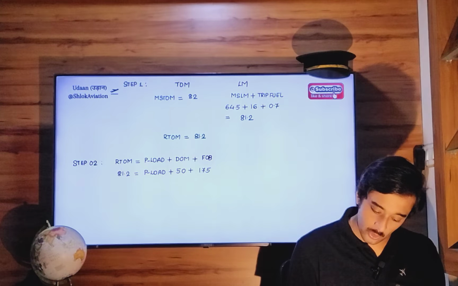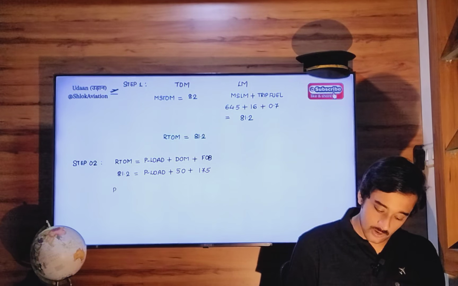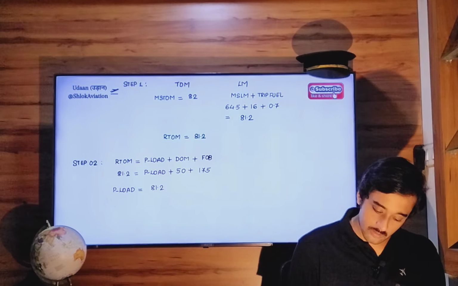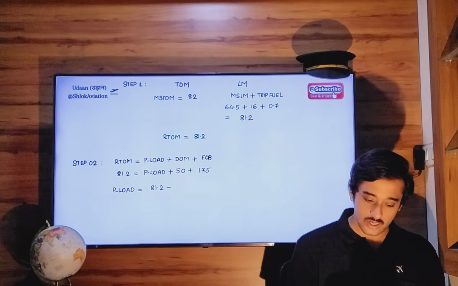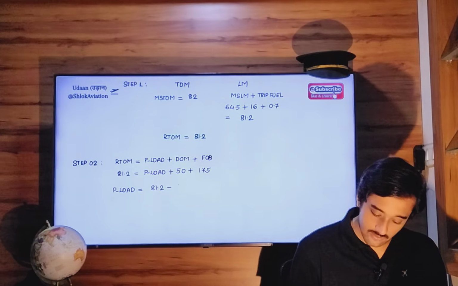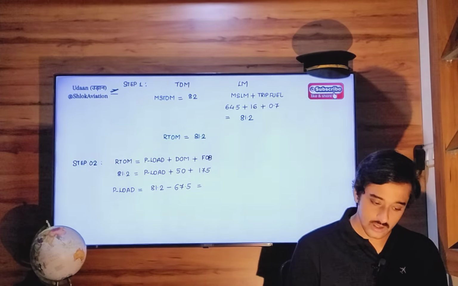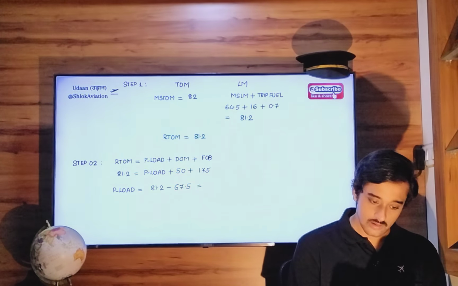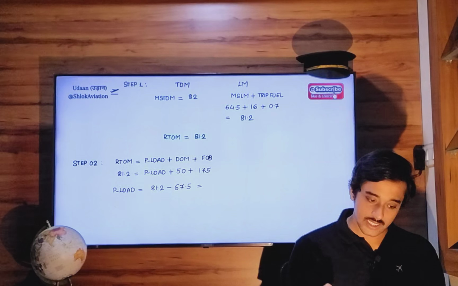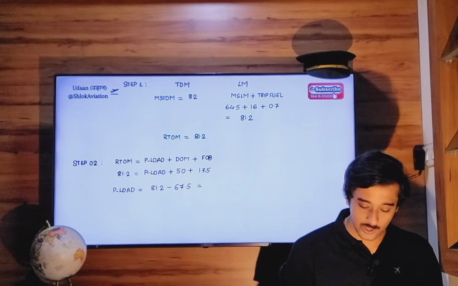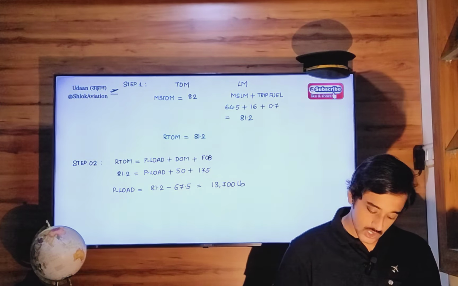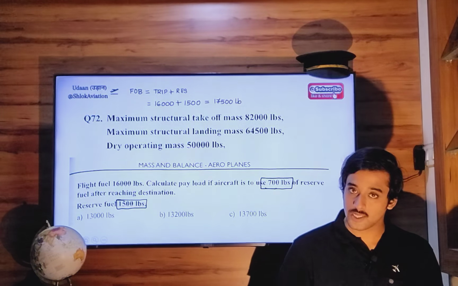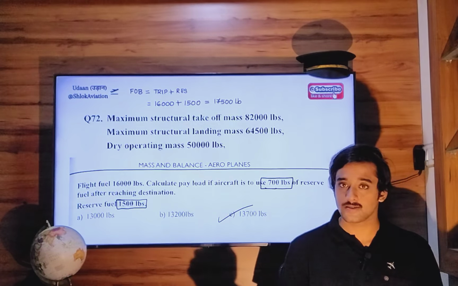So let's write here 17,500 or 17.5. So payload will be equal to 81.2 minus 50 plus 17.5, that is 67.5. So 81.2 minus 67.5 is 13.7 or 13,700 pounds. So the payload will be equal to 13,700. Option Charlie. Okay.